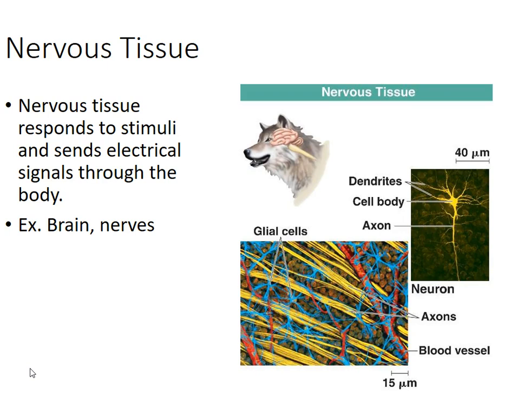The last type of tissue is nervous tissue, and so nervous tissue is made up of nerve cells, but also other different types of cells called glial cells. And all of this nerve tissue is specialized. Its job is to respond to stimuli and send electrical signals through the body. So it's taking in that information from outside of the body. So any kind of stimuli, visual, auditory, touch, smell, all of that, and it's sending those signals to the brain, and the brain cells are interpreting it and sending a response.